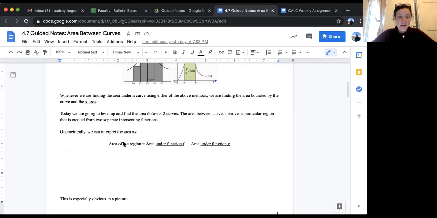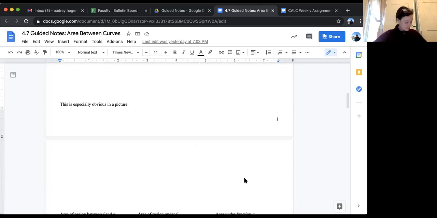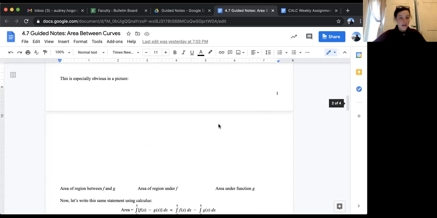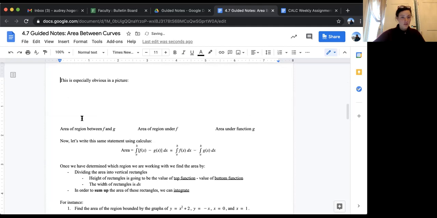Geometrically, we can interpret the area of our region as equal to the area under function f minus the area under function g. This is especially obvious in a picture. This was supposed to be on the next page, because we're going to draw it out. So the area of the region between f and g. Well, first we're going to start out with a set of axes, and we're going to talk about between points A and B, which are generic points. They could be anything. So between A and B, we want to find the area between two curves.